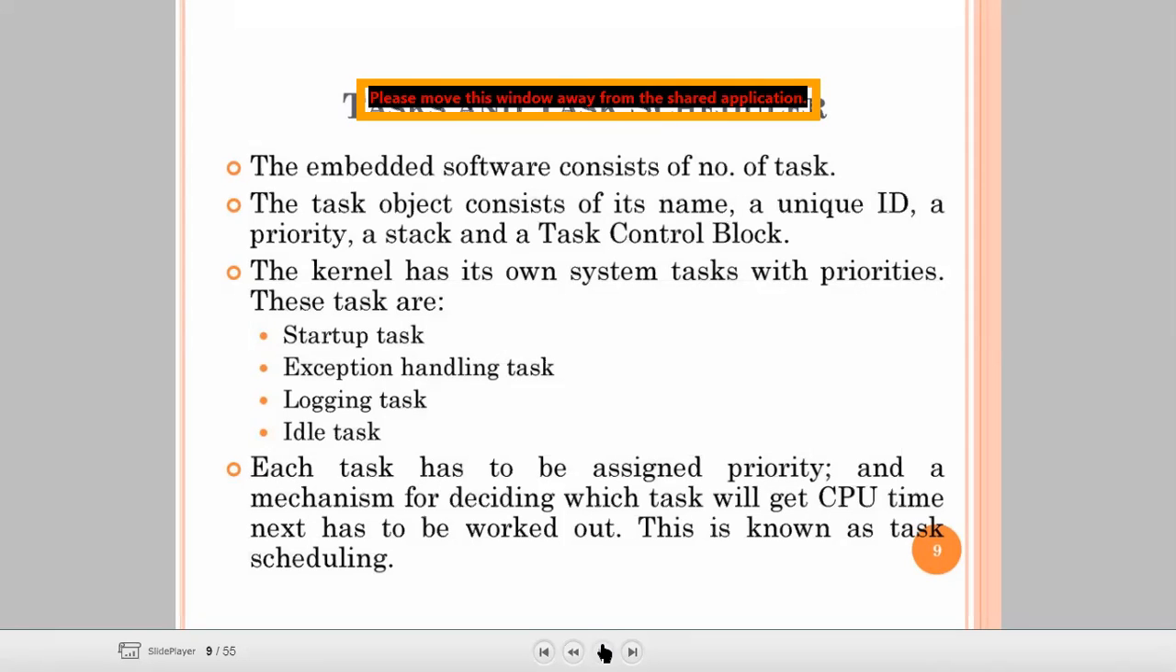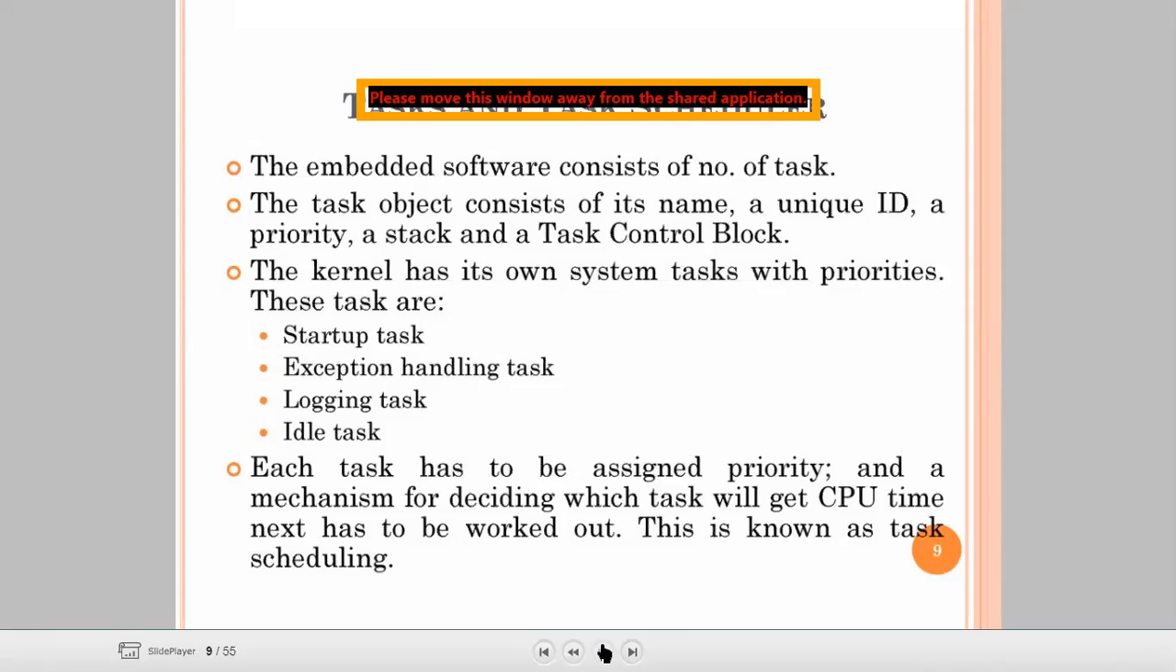Remember these points. The task object consists of its name, just like our name, and a unique ID, just like your roll number, and its own priority, a stack, and a task control block. These five are very crucial regarding a task.